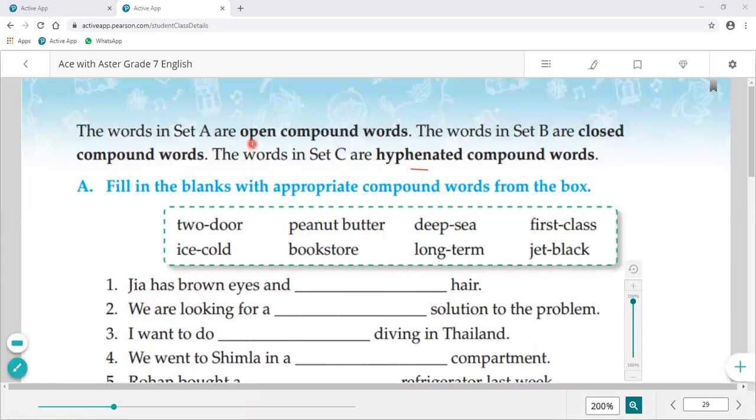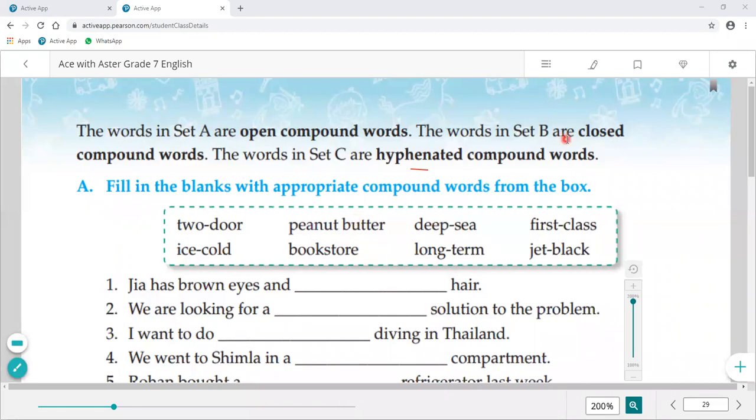First is open compound words, second is closed compound words, and third is hyphenated compound words. First I'll explain open compound words. In this we spell the words separately, यानी हम अलग अलग रखते हैं, जो दो words हैं उनको हम अलग अलग पढ़ते हैं, like ice cream, or peanut butter. There are two words, so this is called an open compound word. हमने दोनों meanings को क्या रखा हुआ है? अलग अलग रखा हुआ है. So when we keep two words separate, that is called an open compound.